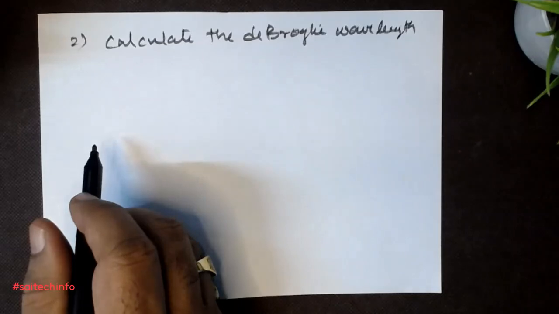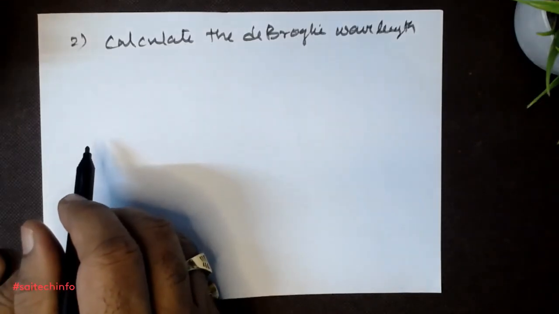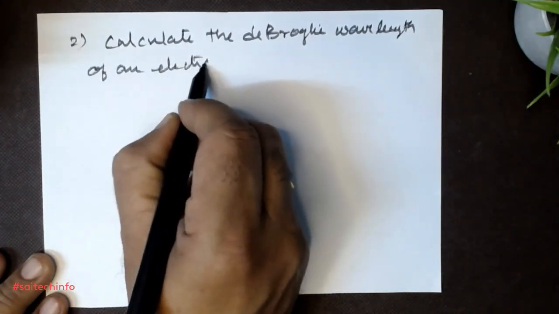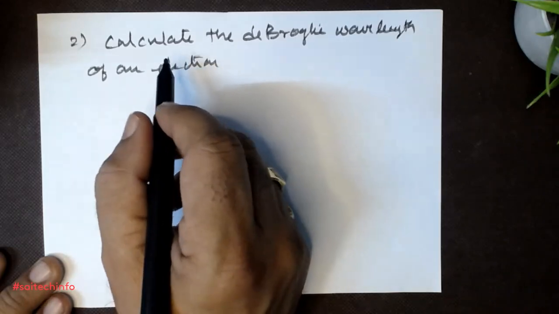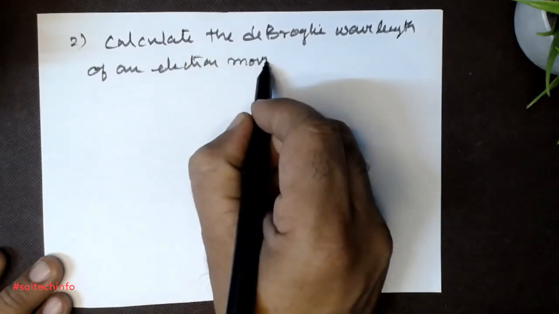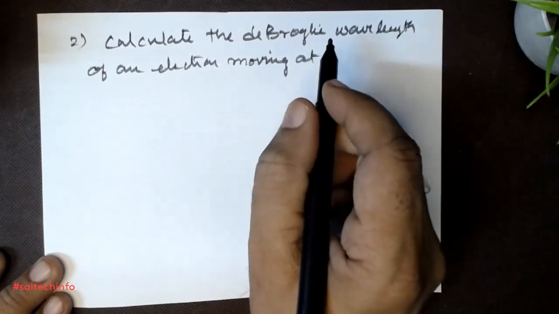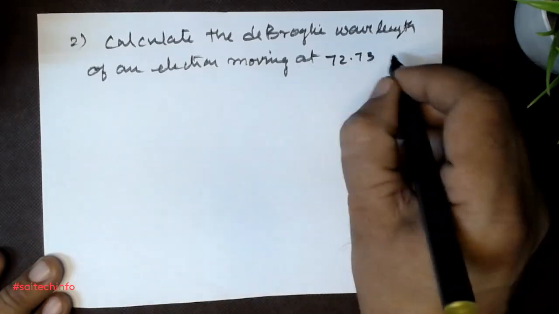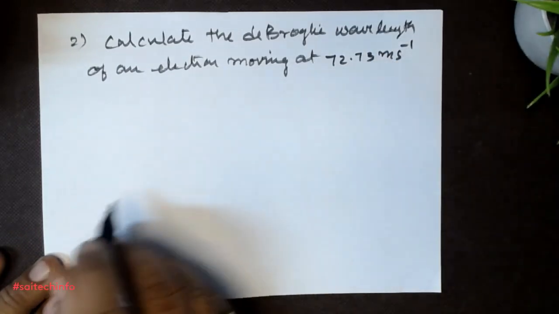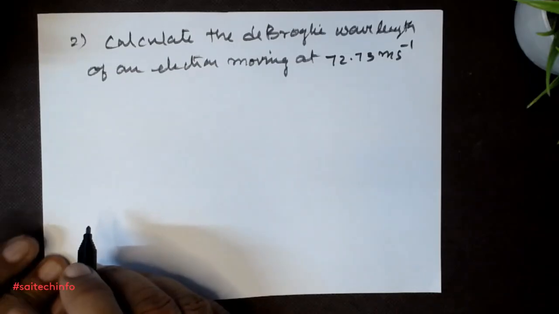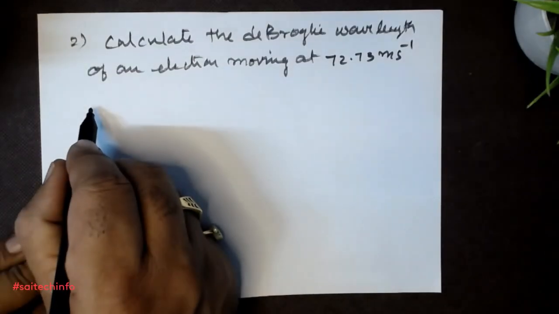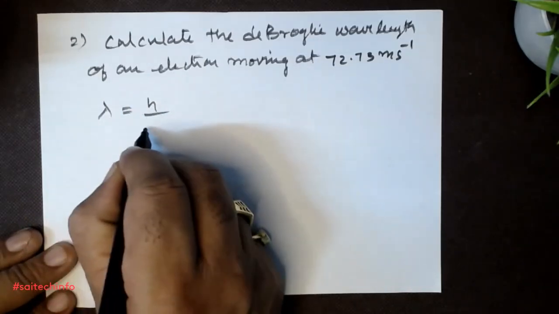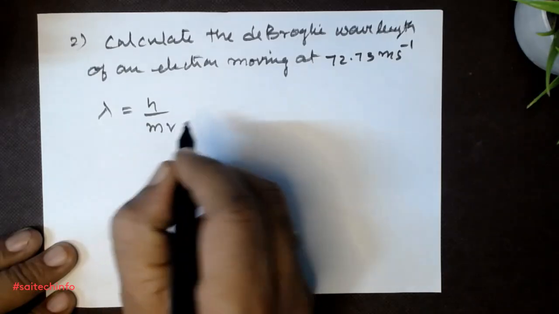Calculate the de Broglie wavelength of an electron moving at 72.73 meter per second. Now let us work it out. Lambda is equal to h by m v.